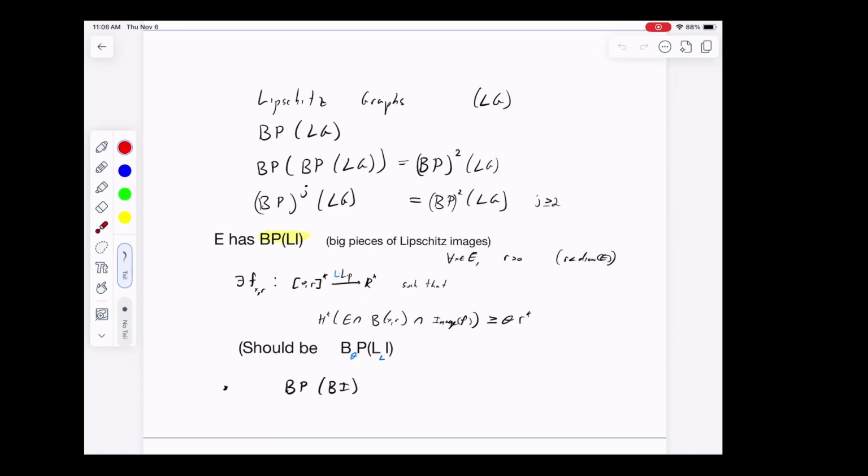It turns out this is equivalent to what's called big pieces of BiLipschitz images, where the same thing is true, except you replace Lipschitz with BiLipschitz. It's useful also to replace this with subsets of the ball, but that will come back later. Any questions so far? People should feel free to interrupt me with questions.